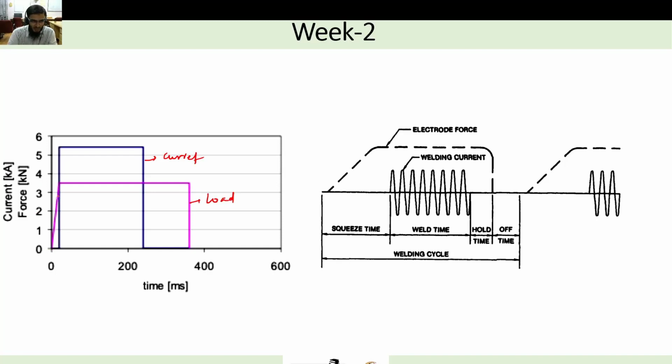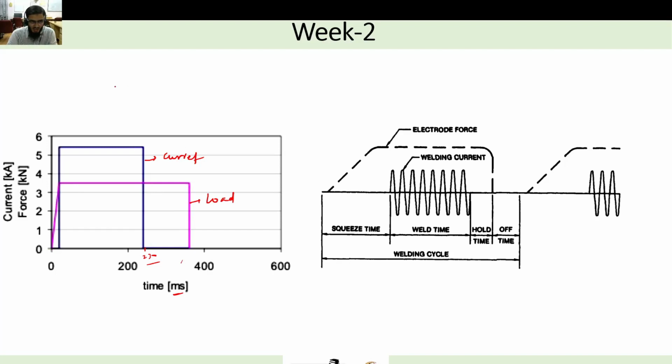So first you apply load, and once a certain load, the critical load, is reached, then you start applying current for a very short duration. You can see here it is only 230 milliseconds. So we are applying current for a very short period, that is in milliseconds, and then after application of current, you just release the load after some time.